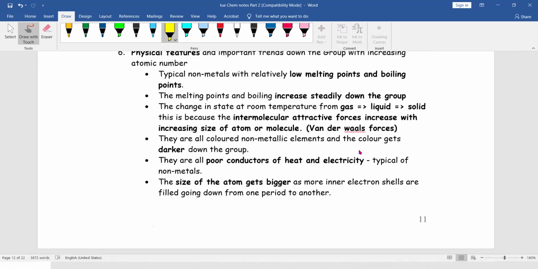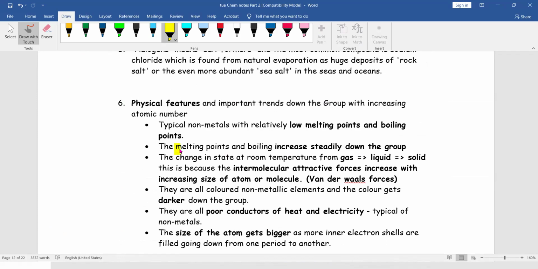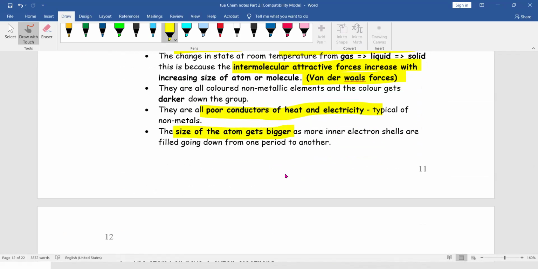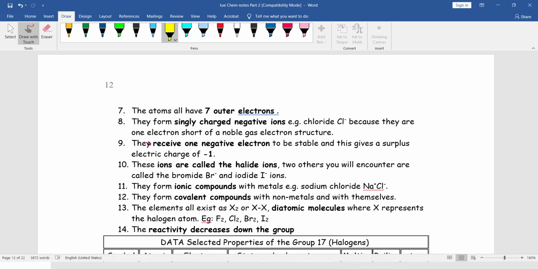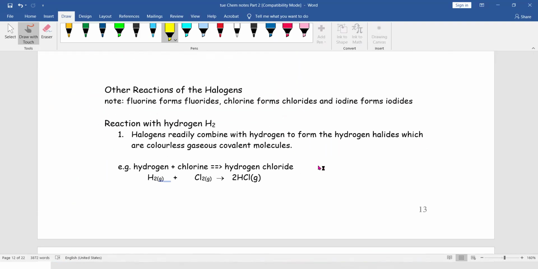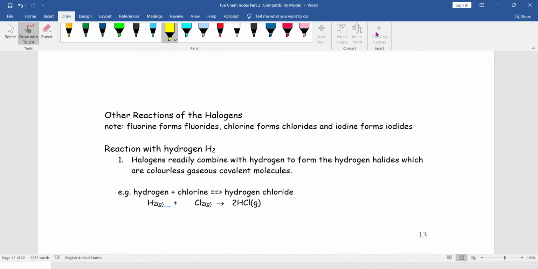Can you understand? Okay. So the melting point and boiling point also increase because the intermolecular attractive forces between molecules, the one I showed you just now, are known as van der Waals forces of attraction. As you go down, it becomes stronger and stronger. They are non-metals, so they are poor conductors of heat and electricity. And the size of the atom gets bigger. When they become negative, they're called halide ions.